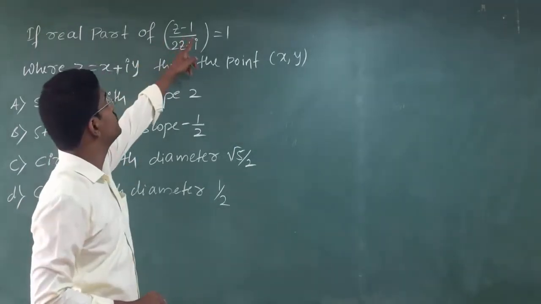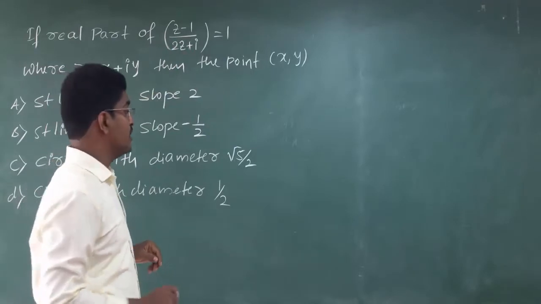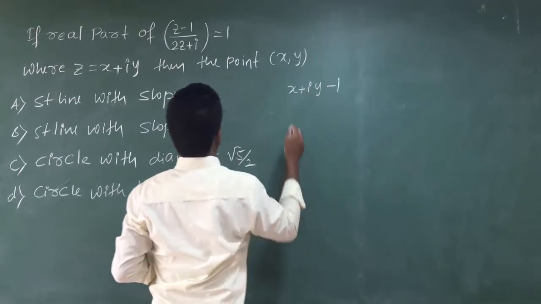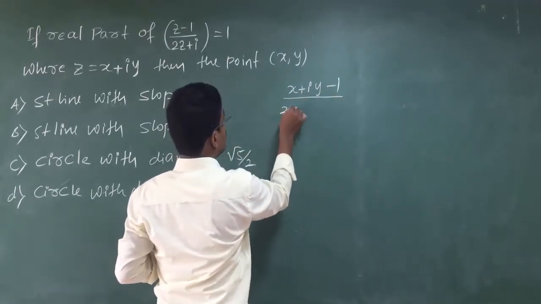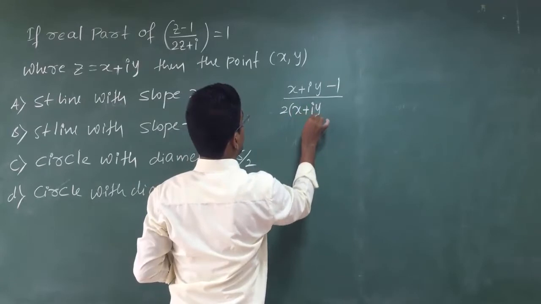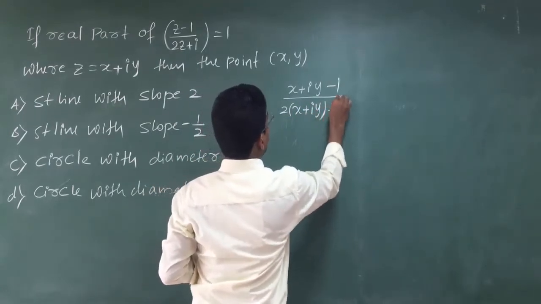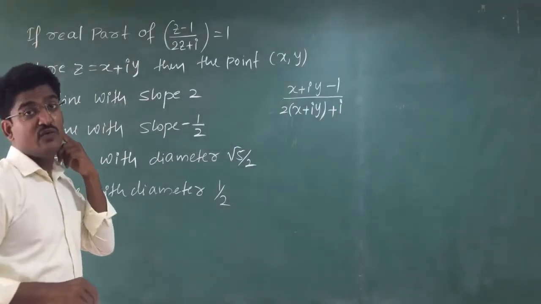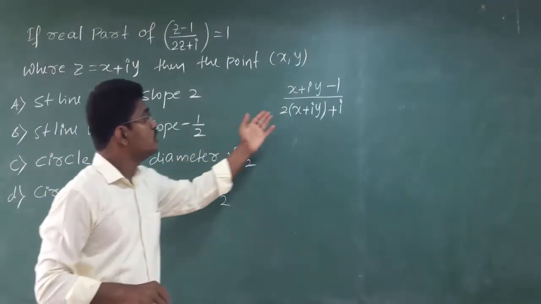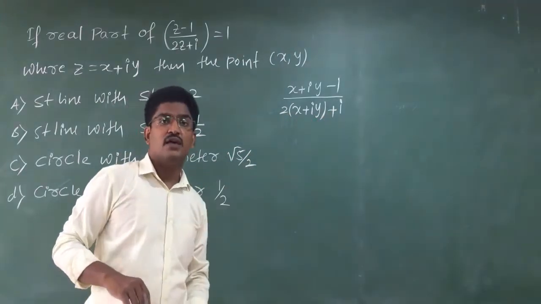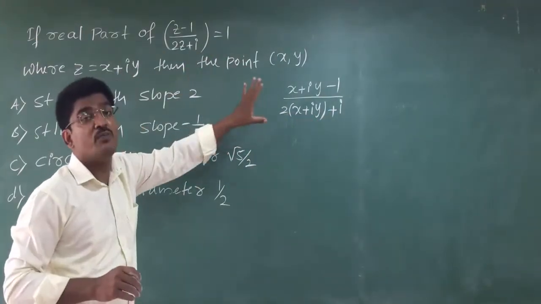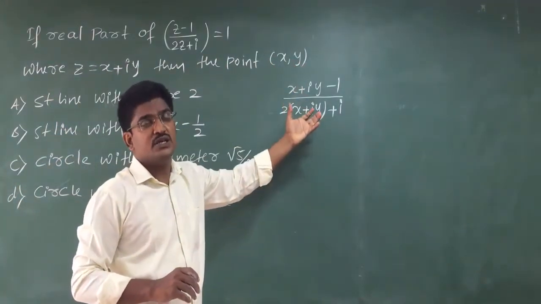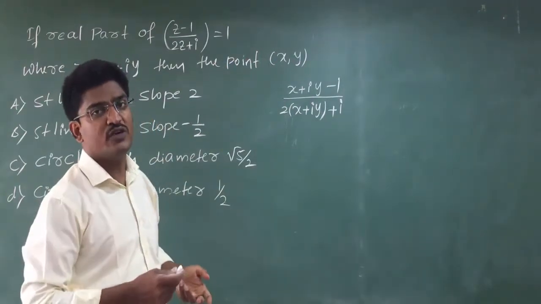So first let us simplify this, that is z minus 1 divided by 2z plus i. It is taken as x plus iy minus 1 divided by 2 times x plus iy plus i. Clear? So here I have written the complex number x plus iy minus 1 divided by 2 times x plus iy plus i. What they have given is that the real part of this complex number is 1. That means we have to simplify the real part of this, which will be equal to 1. Then we have to go for the further steps.